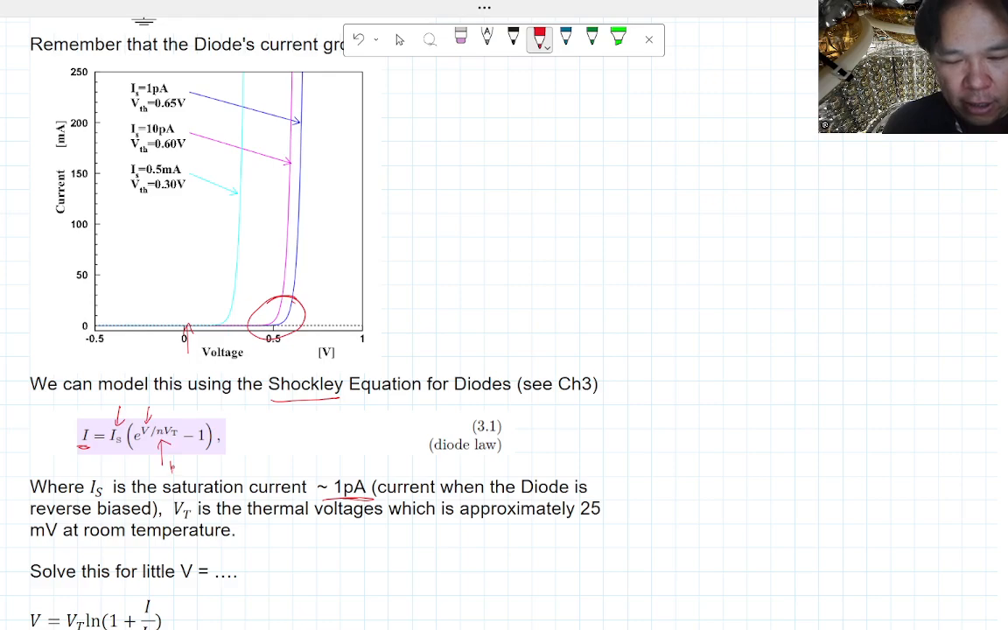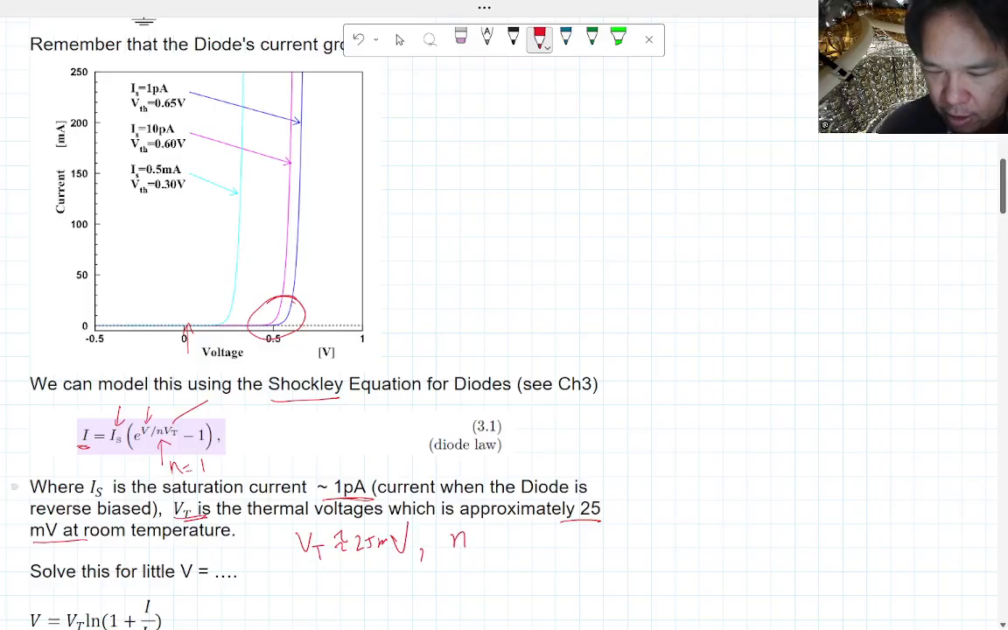n is the idealization. Let's just make n equal to 1. Let's make this very ideal. And VT is the thermal voltage, which at room temperature is going to be about 25 millivolts. So VT is 25 millivolts, make n equal to 1, and then IS is going to be 1 picoamp.